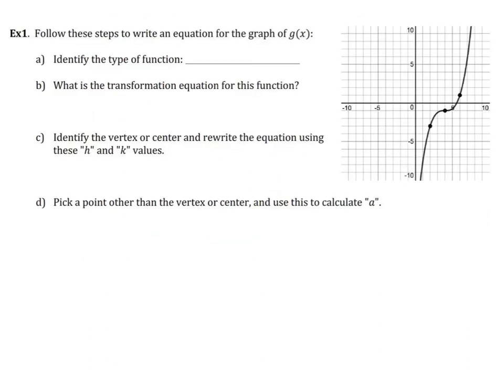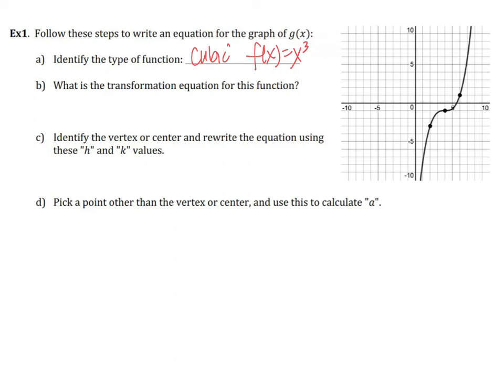So let's jump in. We have example 1 here. It says, follow these steps to write an equation for the graph g of x. First, we want you to be able to look at that picture and say to yourself, what type of function is it? You can go back through those 9 functions we just looked at and ask what that graph looks like. Hopefully you're saying, oh, that looks like a cubic function. It looks like the parent function x cubed, right? Once you figure that out, that's the first step.